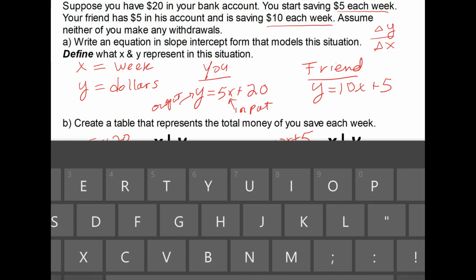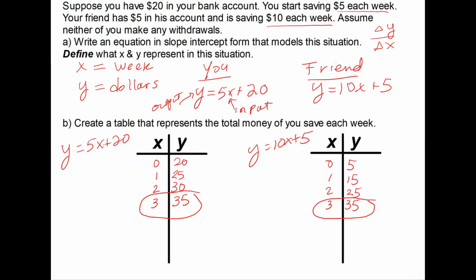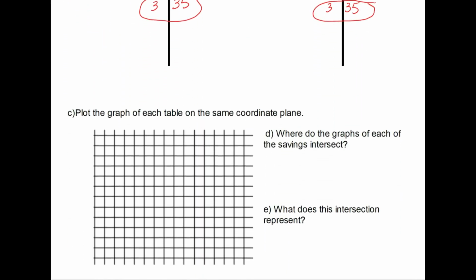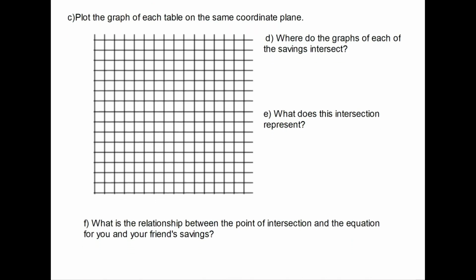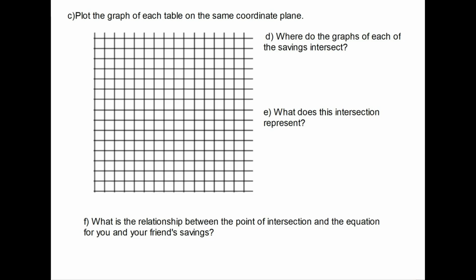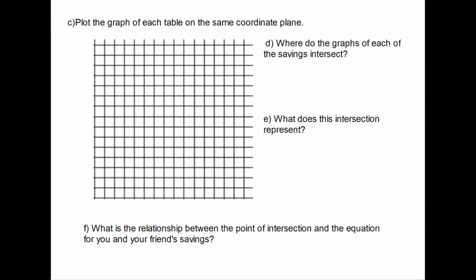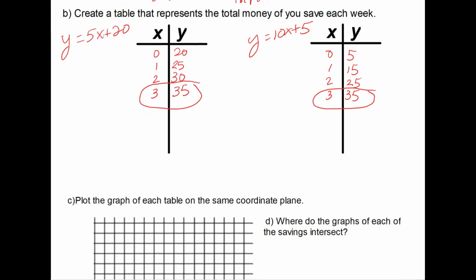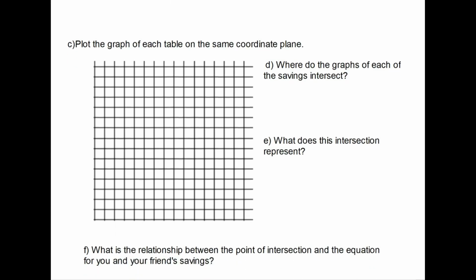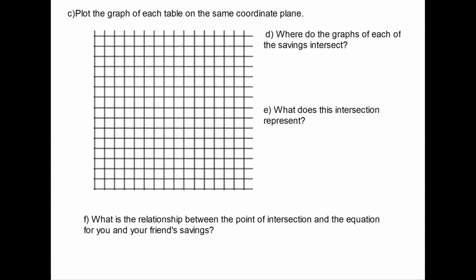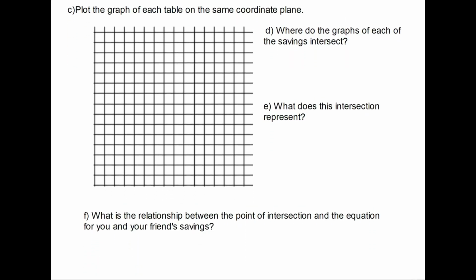All right. That's not what I want. Let's bring you down over here. So it says plot the graph of each table on the coordinate plane. Our first equation, let's go back up here, 5x plus 20, and then 10x plus 5. So y is equal to 5x plus 20, and then y is equal to 10x plus 5.